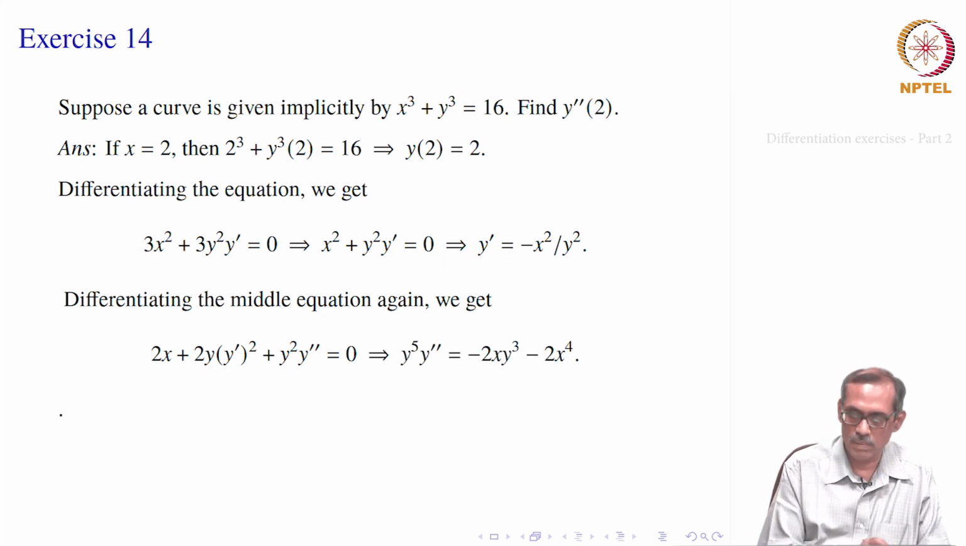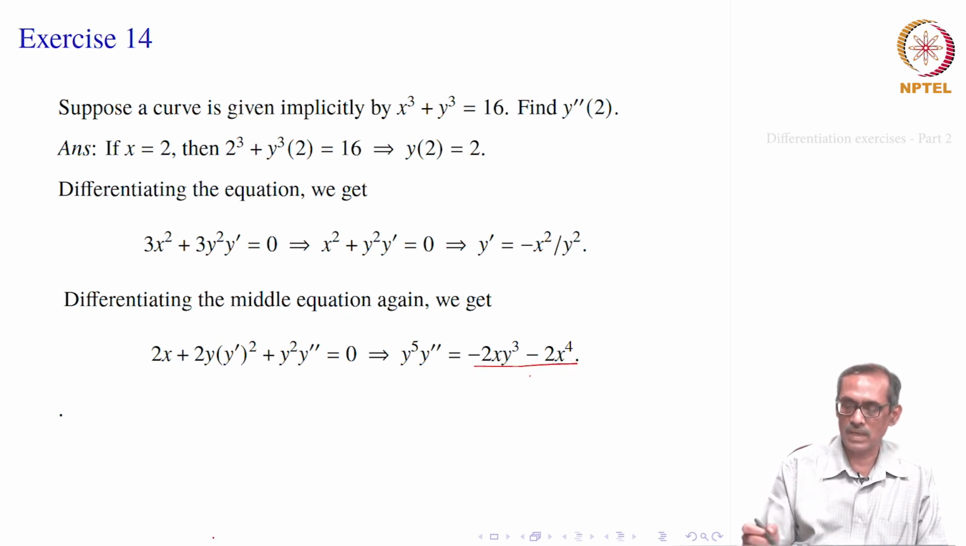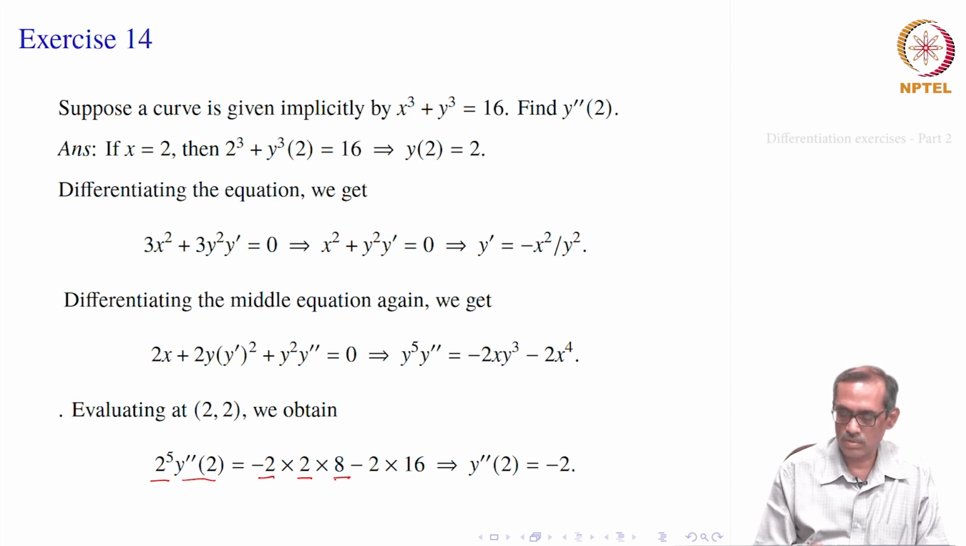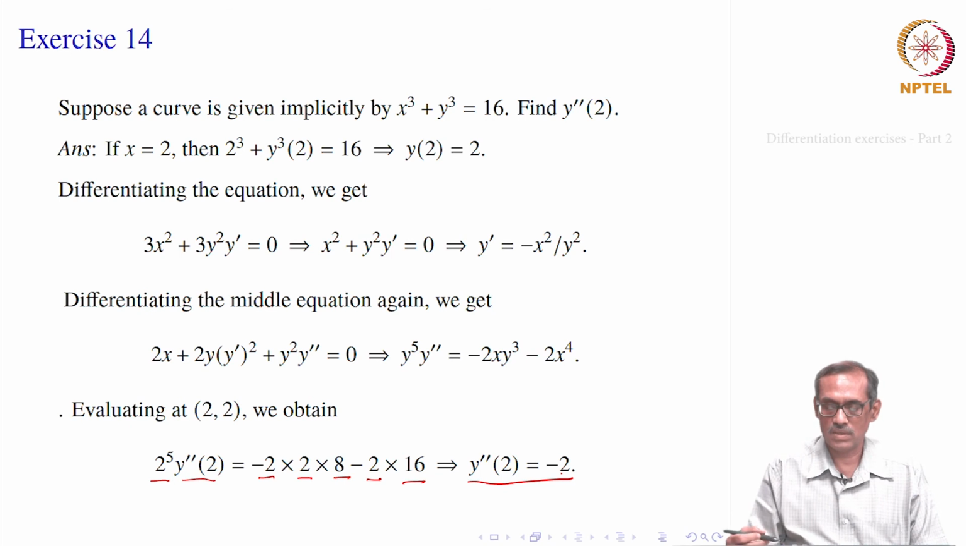So from this if you simplify you get y double prime times y to the fifth equal to minus 2x y cubed minus 2x to the fourth. We are interested in y double prime at 2. So evaluate everything at 2. y to the fifth now gives you 2 to the power 5, and y double prime at 2 should be minus 2 times, x equal to 2, y is also 2, so 2 cubed is 8, minus 2 into x to the fourth is 16. So that gives y double prime(2) equal to minus 2. That is how we will be solving these problems. Okay. So let us stop here.